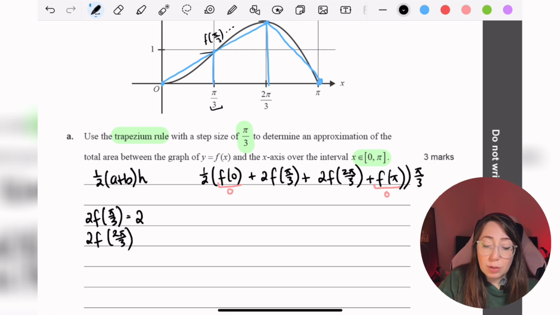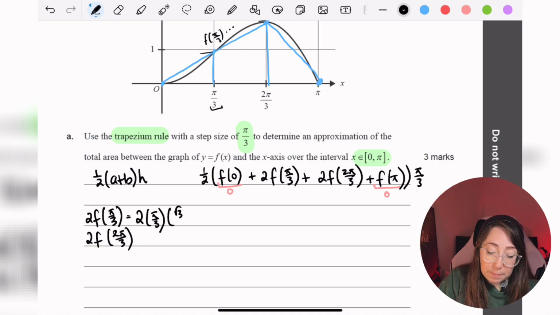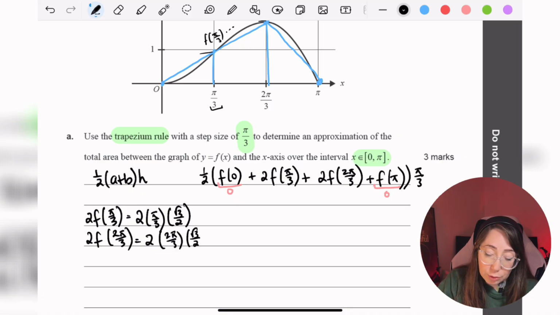So that'll be 2 times x, which is pi on 3, times sine of pi on 3, which will be root 3 on 2. And then same with this one, 2 times 2 pi on 3 times sine 2 pi on 3. So the exact value will stay root 3 on 2. It's in quadrant 2, which is positive, so it's the same thing, root 3 on 2.